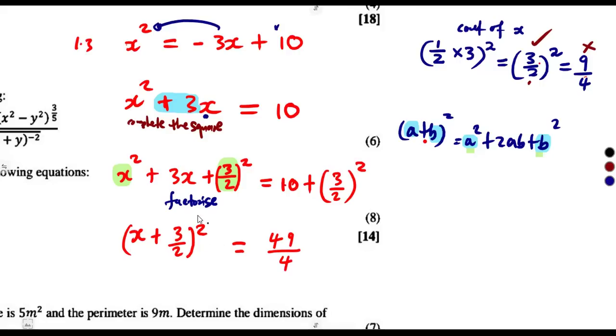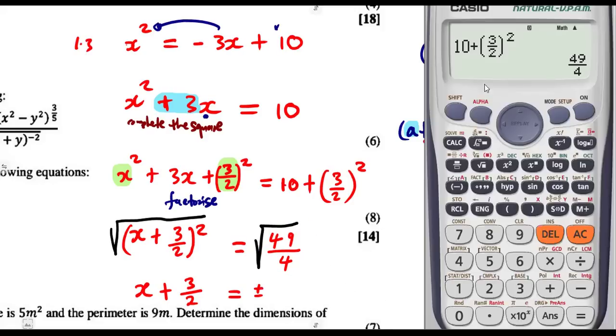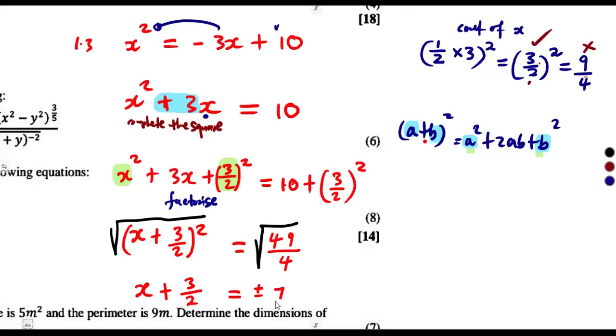Taking note that this is a square, you must get rid of that square. How do you get rid of the square? You introduce the square root. Now we are solving for x. So we are going to have x plus 3 over 2 is equal to, remember, you introduced the square root to remove that square. So you no longer have the square. You're just left with x plus 3 over 2. And what is the square root here? Plus or minus. Take note, the square root of any number is plus or minus. So on your calculator, the square root of the answer is 7 over 2, but with plus or minus.